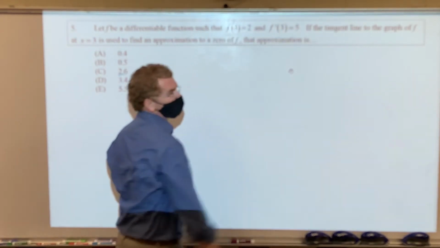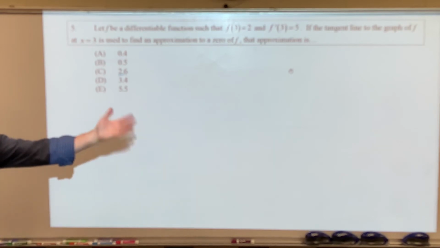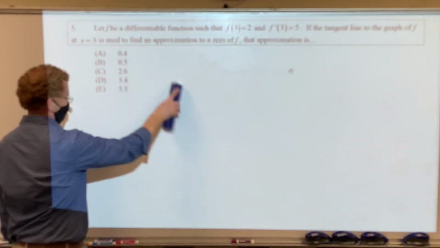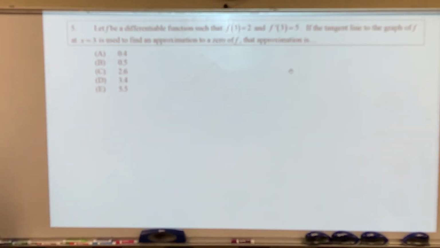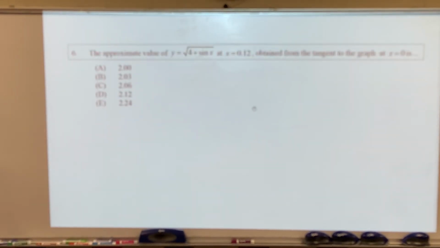And a lot of times they're just totally obvious, and they'll say, hey, find the tangent line, blah, blah, blah, use it to approximate, so they'll really spell it out for you. Anyway, I don't remember if that was an AP question or not, although it's very style-like one. All right, what about this? The approximate value of this at x equals 0.12.